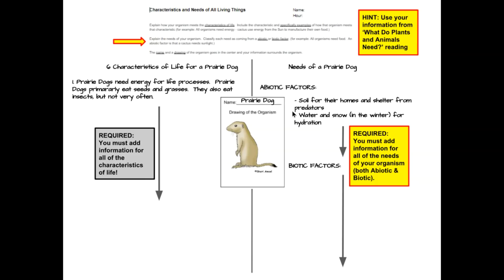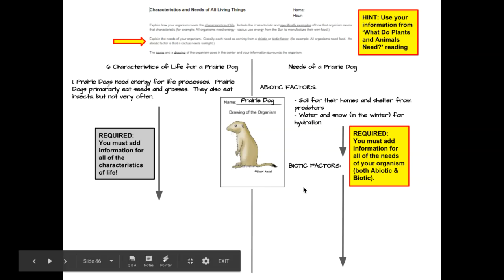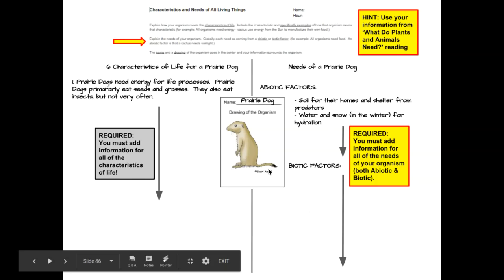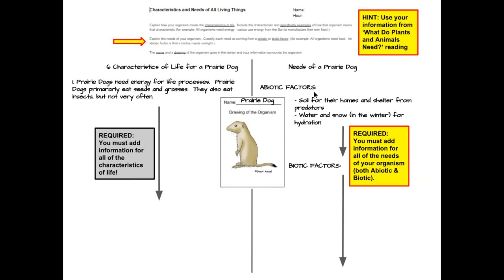Now, the crazy thing is a lot of these across both sides are going to be connected. So, for example, prairie dogs need energy for life processes. They eat seeds and grasses. Those are living things. I would include those under biotic factors. They also need insects. Those are living. I'd put that under biotic factors. So a lot of the things from your characteristics of life are going to show up on the needs of a prairie dog because they are connected.